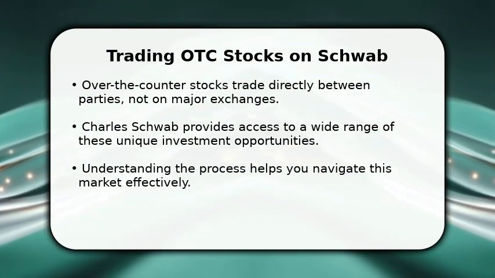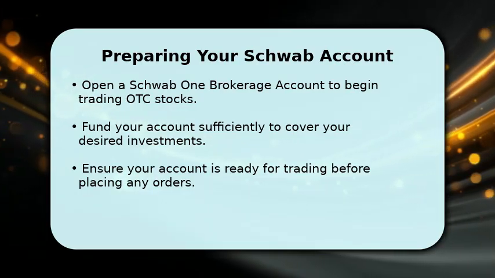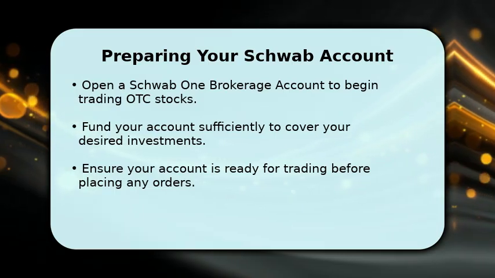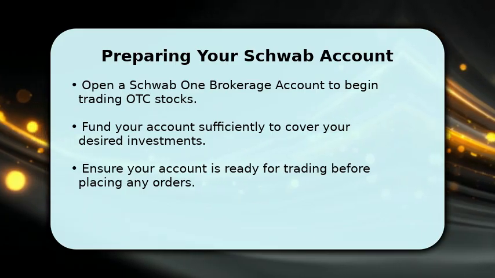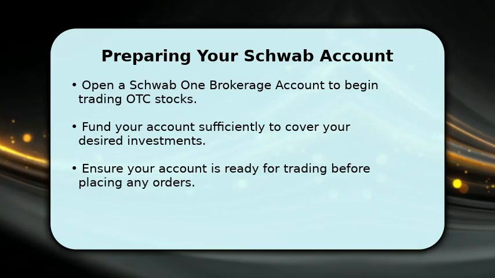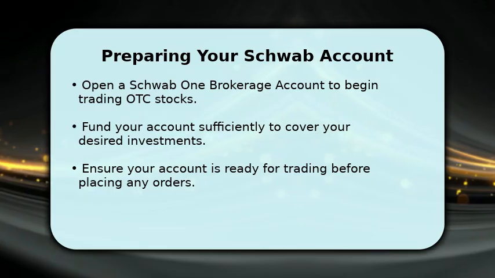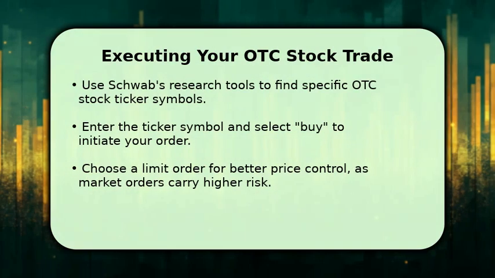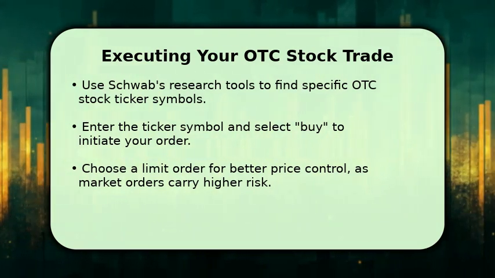process clearly. To start trading over-the-counter stocks, your first step is to ensure you have a Schwab One brokerage account. If you do not yet have one, you can easily open it online through the Charles Schwab website. Once your account is established, you will need to fund it. You can typically do this via electronic transfers, checks, or wire transfers, ensuring you have enough capital for your intended purchases. With your account ready, log in to Charles Schwab's platform and navigate to the trading section.